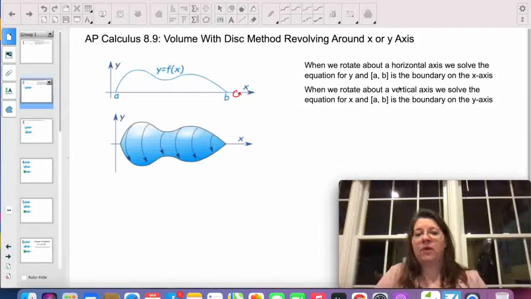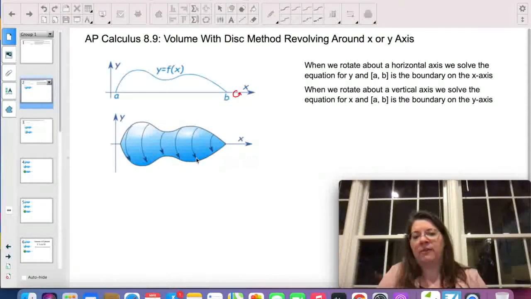We said that if the cross sections were perpendicular to the x-axis, we solved for y. If the cross sections were perpendicular to the y-axis, we solved for x. So very similar. That's not going to be too difficult for you to remember. So how are we going to go about finding the volume of an odd shape like this? There is no formula for a weird shape volume.